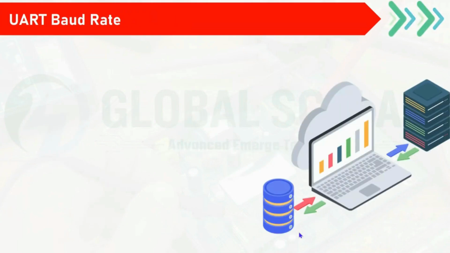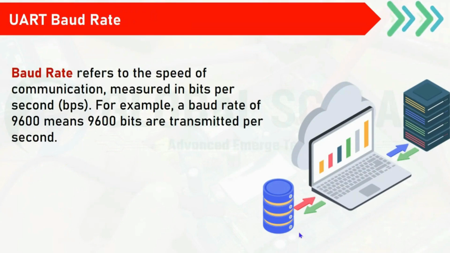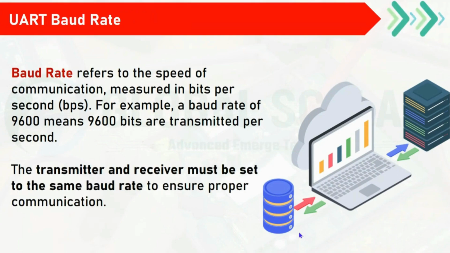The baud rate specifically refers to the number of bits we transmit per second. 9600 means 9600 bits are transmitted per second. The transmitter and receiver must be set to the same baud rate, because with the same baud rate, the same speed of data will be transferred between the devices.